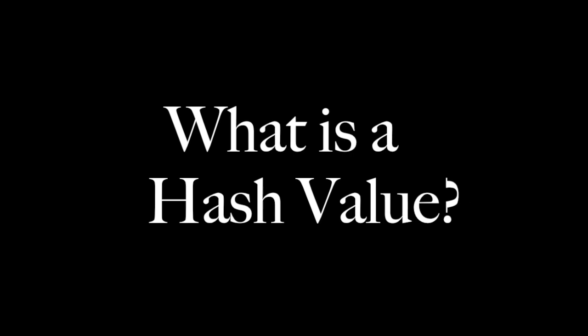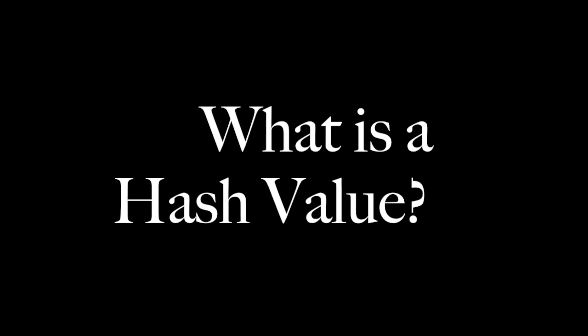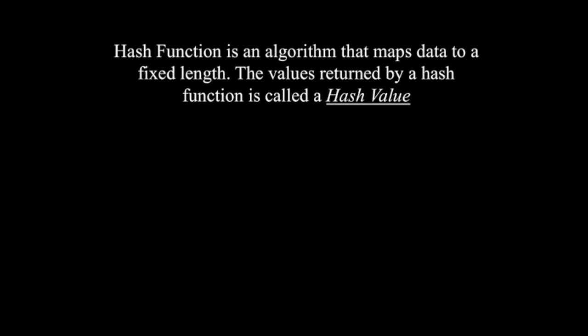What is a hash value? A hash function is an algorithm that maps data of a variable length to data of a fixed length. The values returned by a hash function are called hash values.